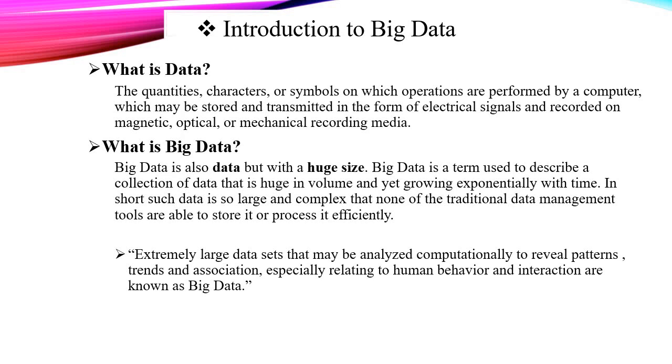Data is nothing but information about a person, a company, or any information is termed as data. But in computer science, data is the quantities, characters, or symbols on which operations are performed by a computer. It may be stored and transmitted in the form of electric signals and recorded on magnetic, optical, or mechanical recording media.